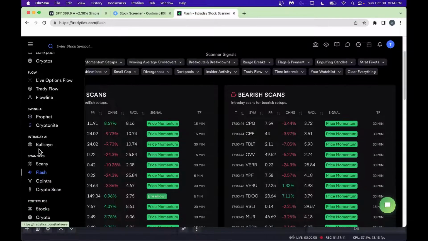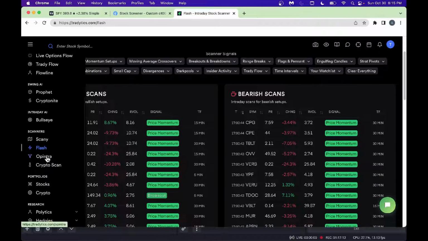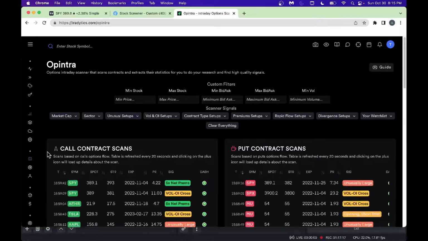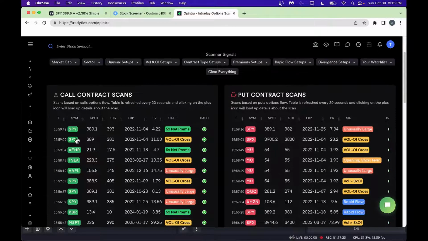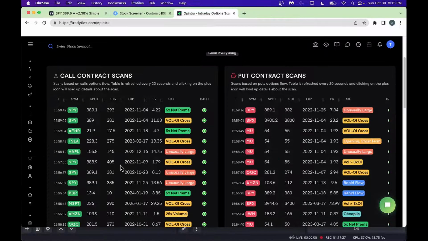All right, so now let's look at OP Intra. This is a good one here. Look, it looks at options intraday scanner, and there's a call contract scanner. There is a put contract scanner. And you could kind of play along with it. Looks like SPY, there is a nice 5x net premium. That's a good signal here. You could play along here.